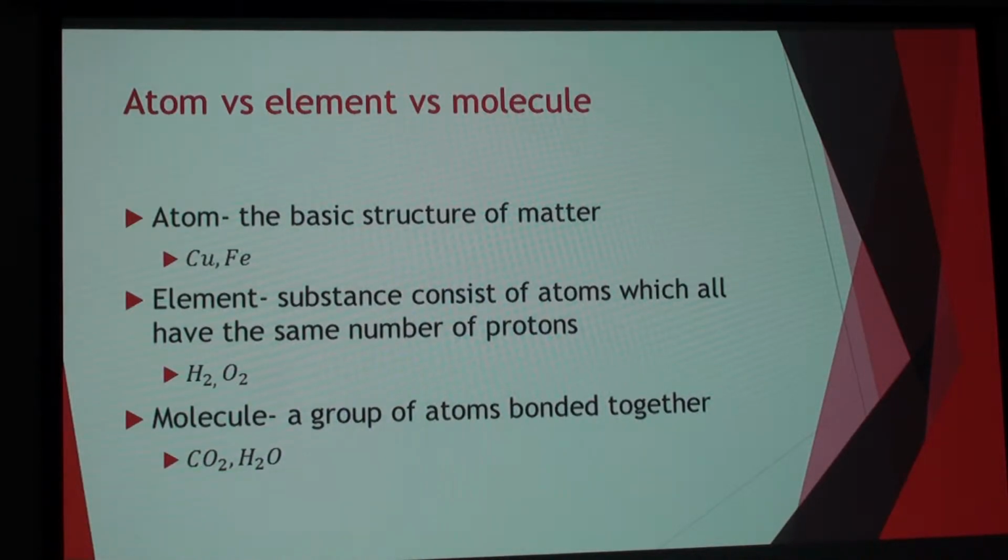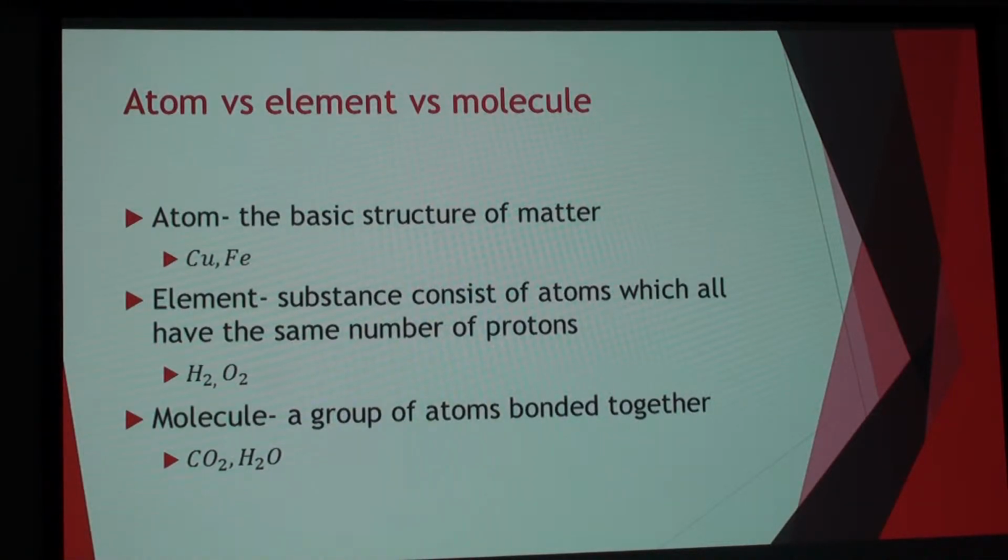To start off, an atom is the basic structure of matter, which means that whatever material you're getting, an atom is the simplest, most basic, the smallest you can get and still be that material. For example, here we have copper and iron.